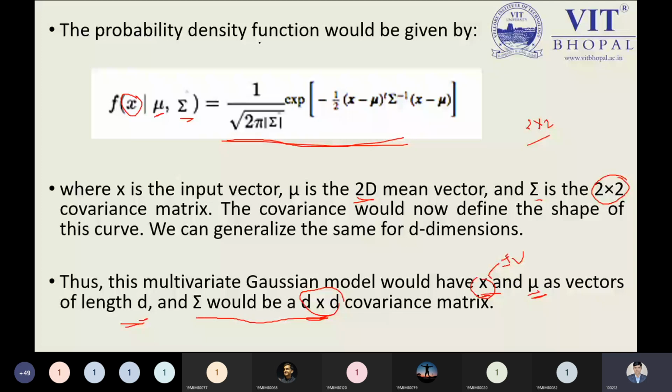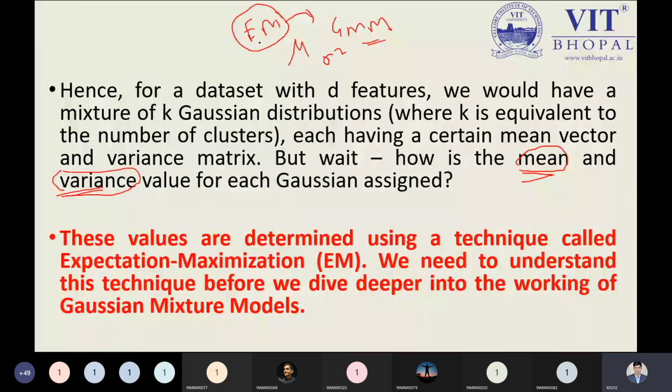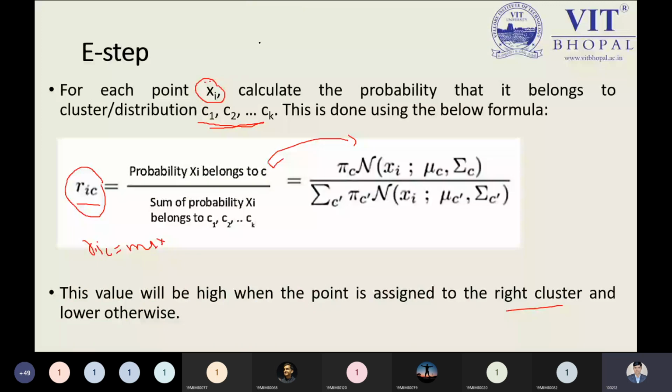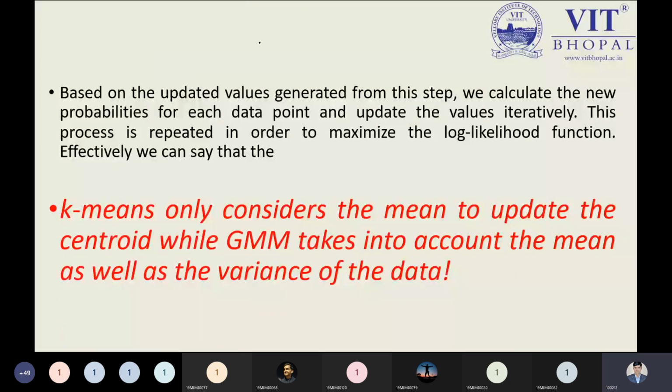And to overcome the drawback we have seen, we have the GMM model. This is a summary I am giving, but I will come back to other concepts. K-means only considers the mean to update the centroid, while GMM takes into account the mean and variance of the data, and that is the reason for using the GMM.